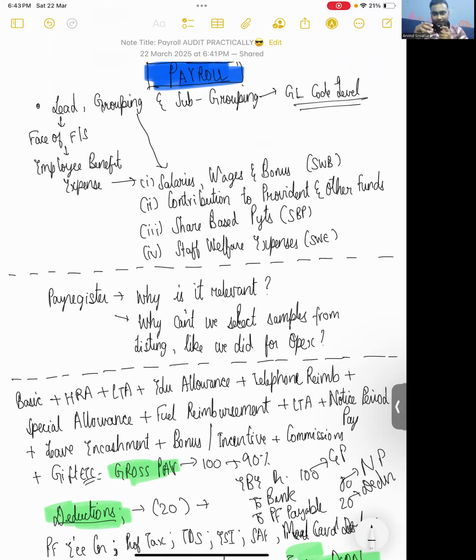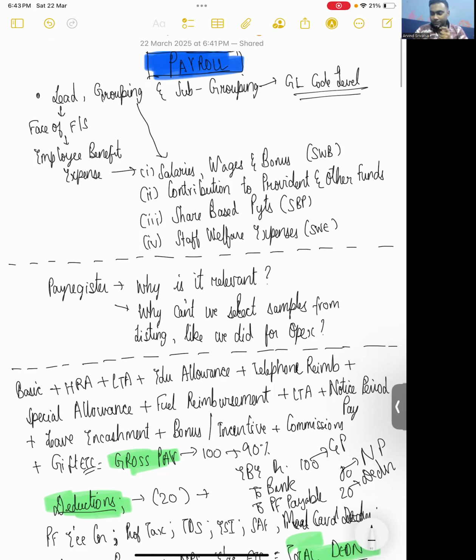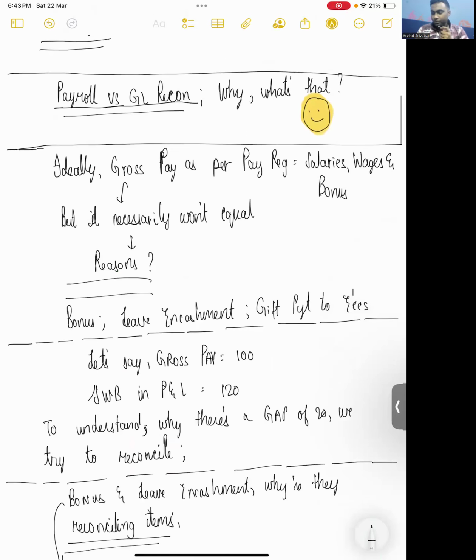Like I had also explained a similar concept in effective tax. Ultimately, everything is a reconciliation. Nothing is an exception. There are reasons for difference due to the basis in which the entries are passed, etc. So if I just come down here, there are certain items which are the reasons. So if I have to give you an example: bonus, leave encashment, gift payment to employees.